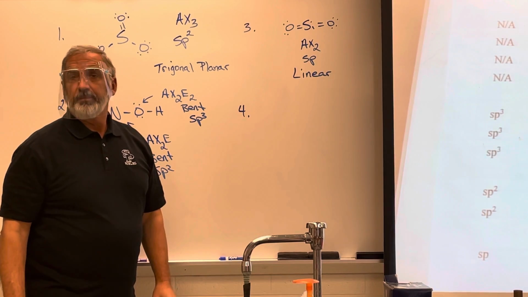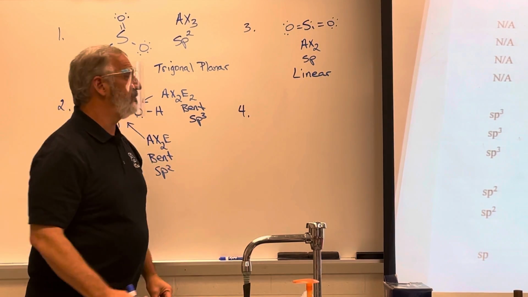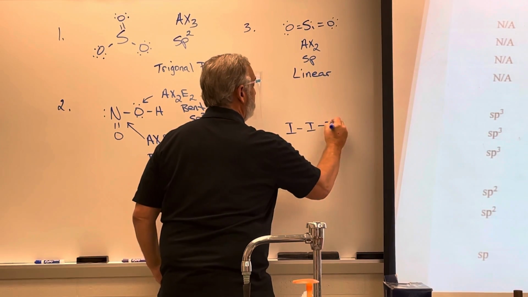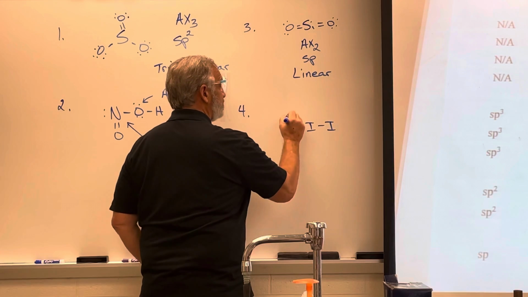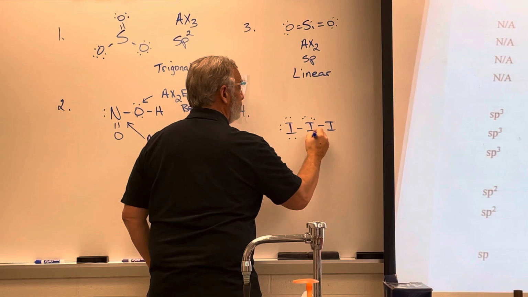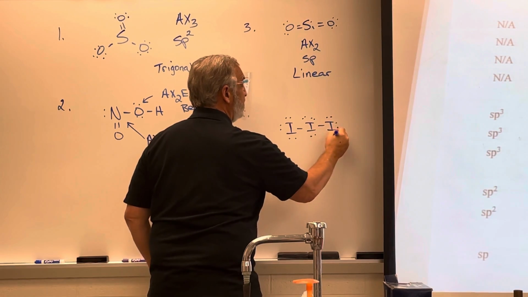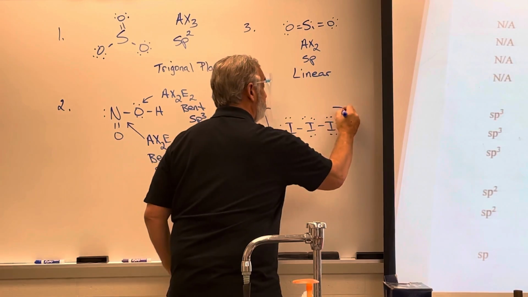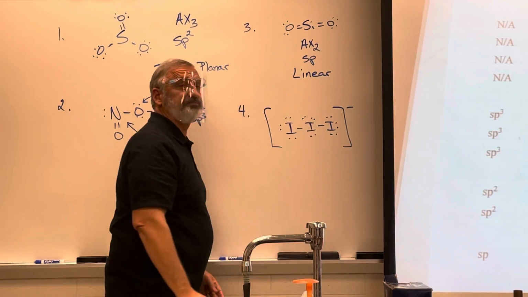What's number 4? I3 minus. Okay? And what does the minus mean? Extra electron. So when we did the Lewis structure, we ended up having 3 electron pairs around the central atom. And when it's an ion, remember you put it in brackets with the charge outside.